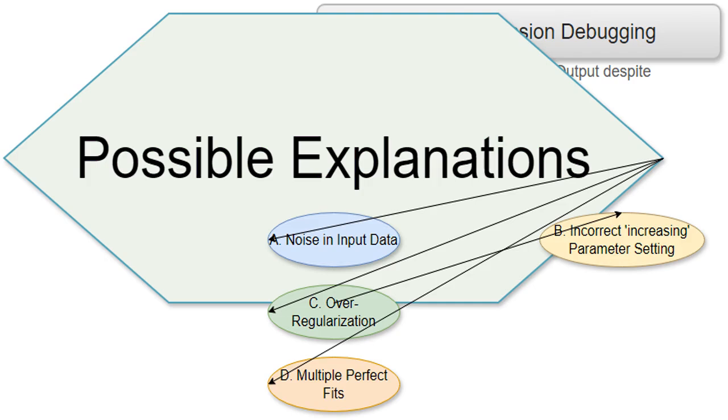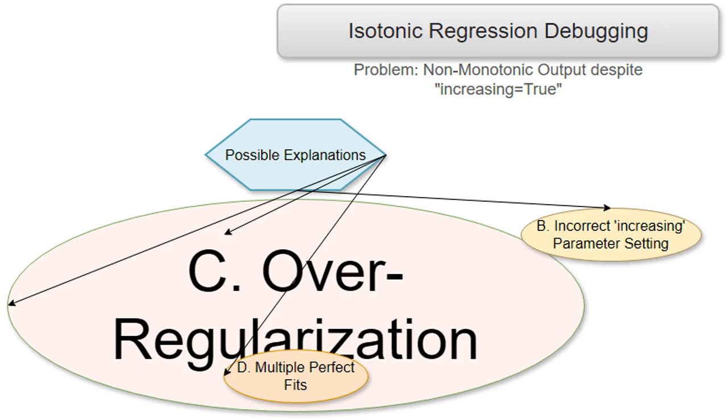My data could have too much noise, random fluctuations. Noise violates the assumption of an underlying monotonic relationship in the data. Think of it like trying to draw a straight line through points scattered all over the place. The line might wiggle even if you intend it to be straight. This is less likely. If I incorrectly set increasing to false, I would expect a decreasing function, not a non-monotonic increasing one. It's like asking for a dessert and getting a different dessert entirely.